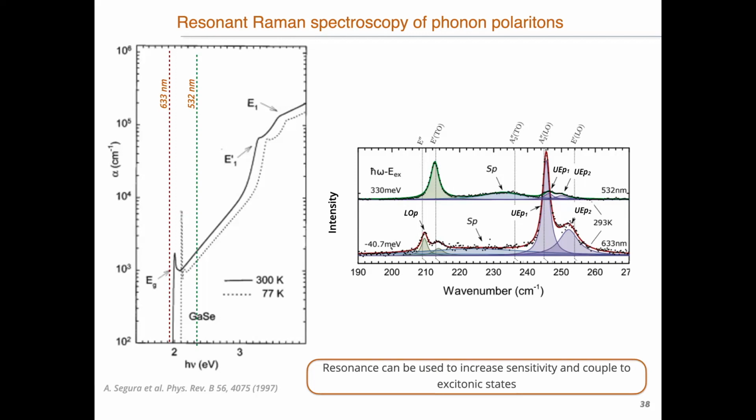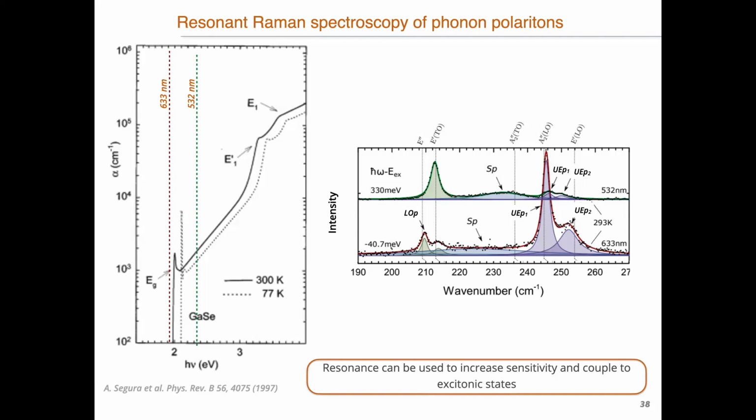So here is a spectrum obtained with green light, far away from any resonance. We have a mechanical phonon here and 2 upper guided polaritons, which are much smaller, and a surface polariton, which is very small as well.